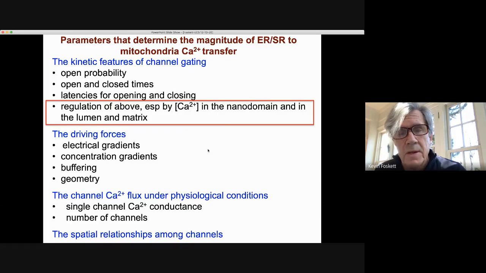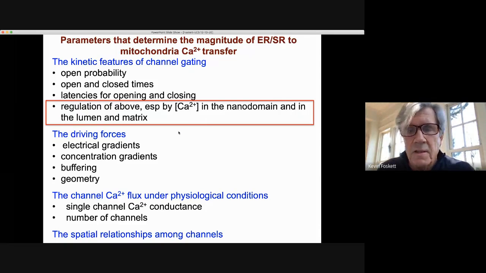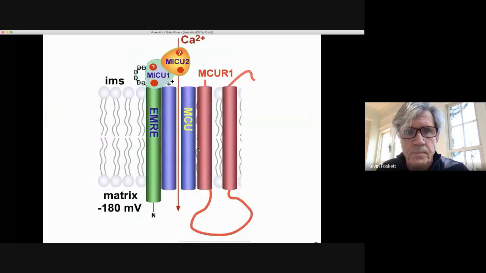What I want to talk about today is how the mitochondrial calcium uniporter is regulated by calcium in the nanodomain and in the matrix, and that'll be the focus. And what I want to suggest is that the uniporter is indeed regulated by calcium in the cytoplasm in a nanodomain, and that regulation is coupled to regulation by calcium on the other side of the inner mitochondrial membrane in the matrix. So here's a little cartoon depiction.